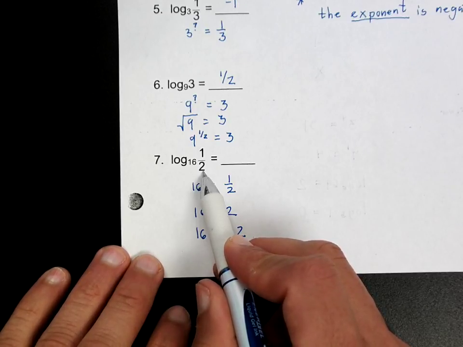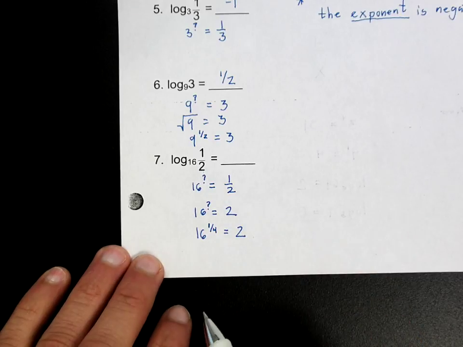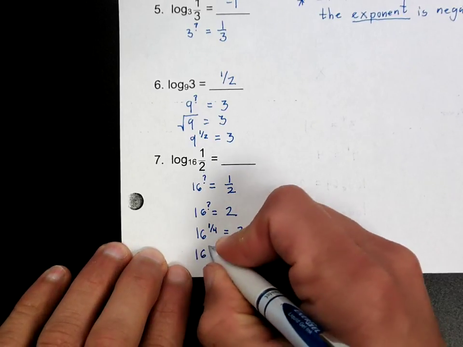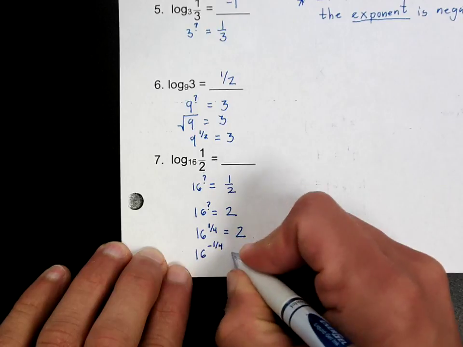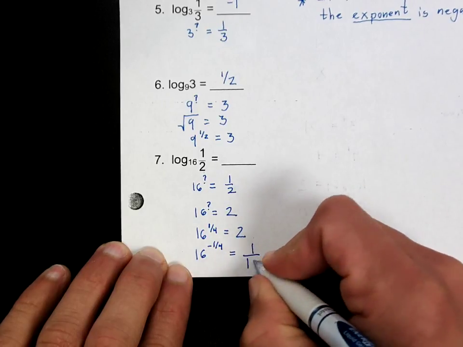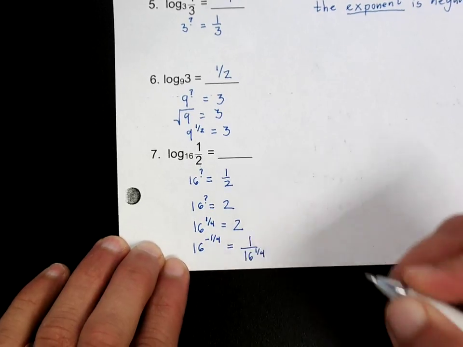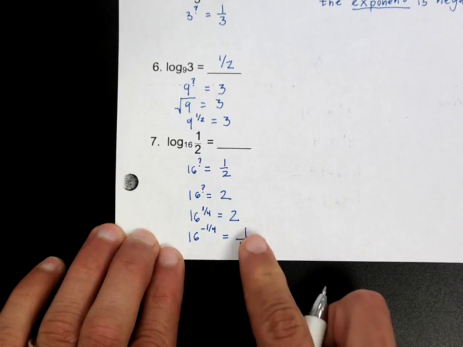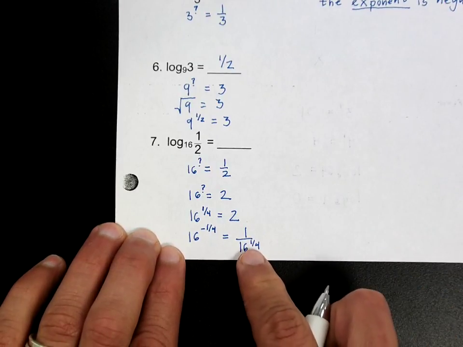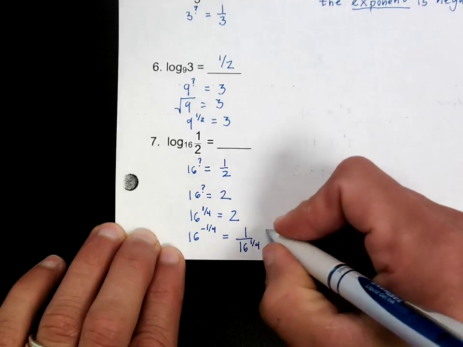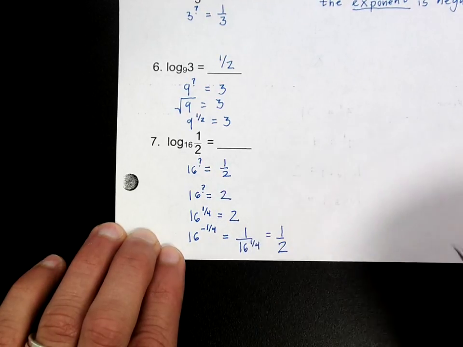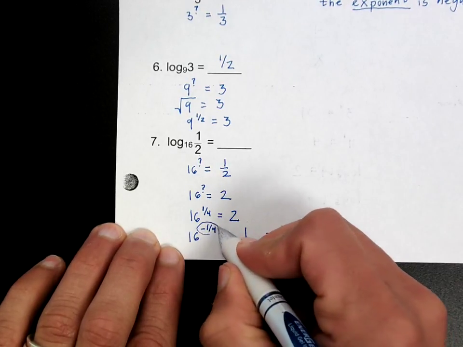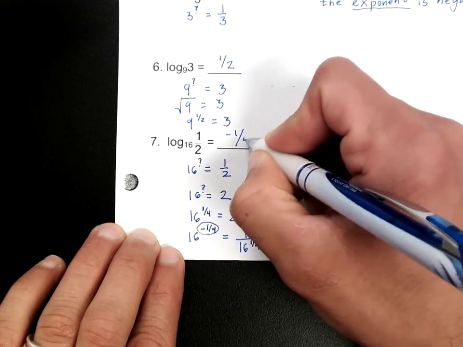So just to make it into a 1/2, I'm just going to make that power negative. Because remember that 16 to the negative 1/4 would be the same thing as 1 over 16 to the 1/4, right? And what did we say 16 to the 1/4 was? It's equal to 2. So this is equal to 1/2. So long story short, this right here is your answer.